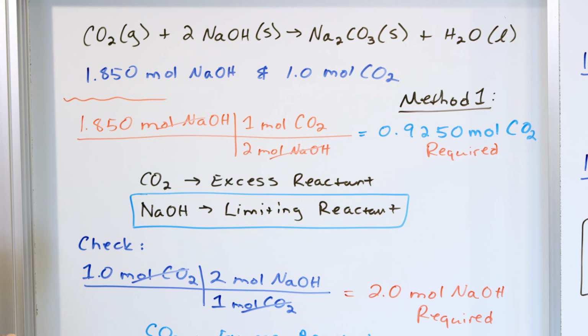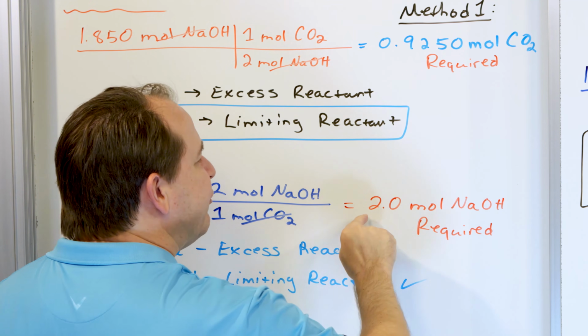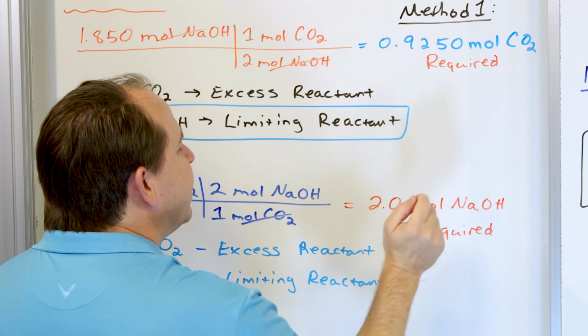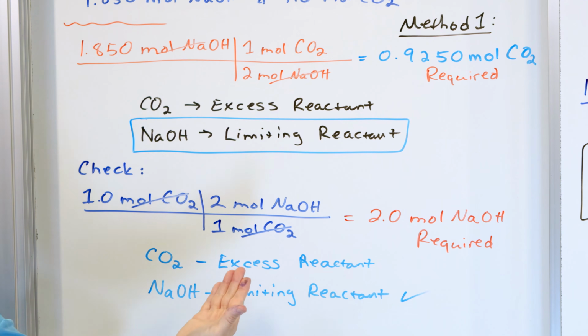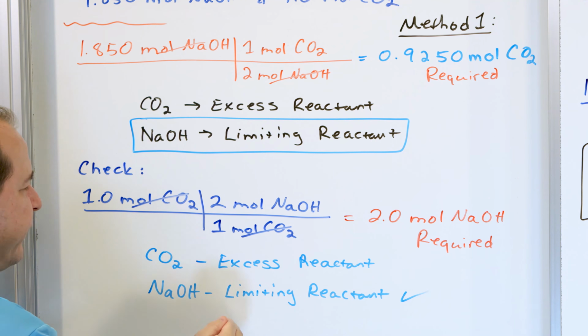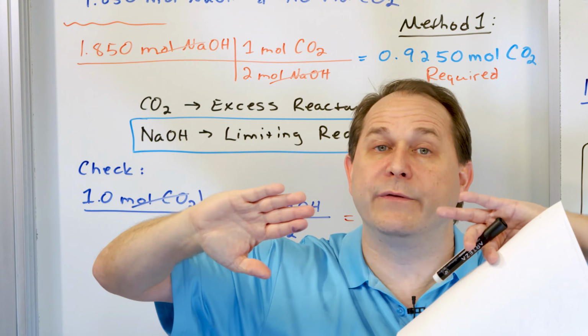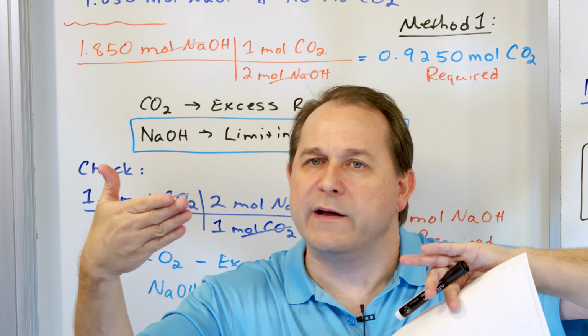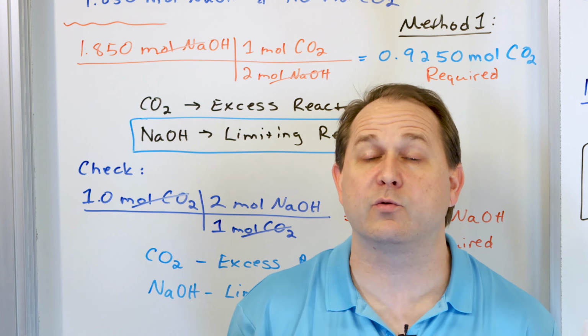Let's see, if we start with 1 mole of CO2, how much sodium hydroxide is required to bond with it fully, right? When we do that math, according to the mole ratio in the reaction, we calculate that 2.0 moles of sodium hydroxide is required. But we only have 1.850 moles, which is actually less. So that tells us right away the sodium hydroxide is the limiting reactant. It will be depleted first. The carbon dioxide is the excess reactant. So method number 1 involves looking at both of the input reactants and just using one to calculate how much of the other you need. And you could go backwards the other way and just compare and see what's going to run out first.